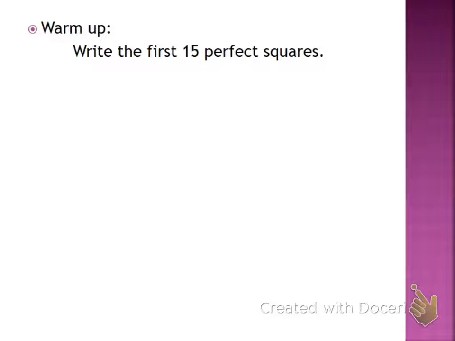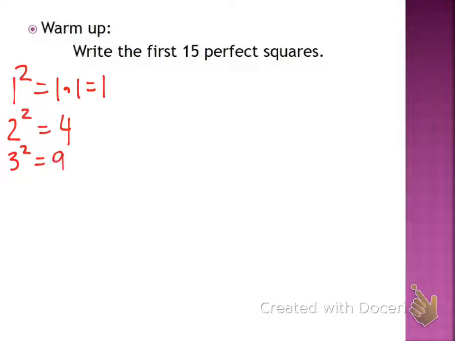We need the first 15 perfect squares. Perfect square numbers are found by taking a number and multiplying it by itself. So 1 squared is 1 times 1, which equals 1. Who can raise their hand and tell me what 2 squared equals? Connor. 2 squared is 4. 3 squared, Honesty, is 9.